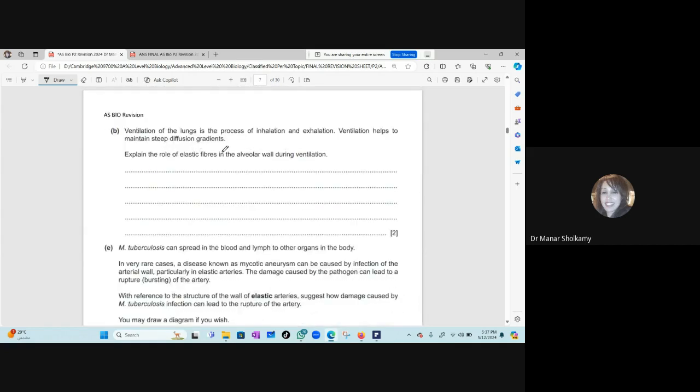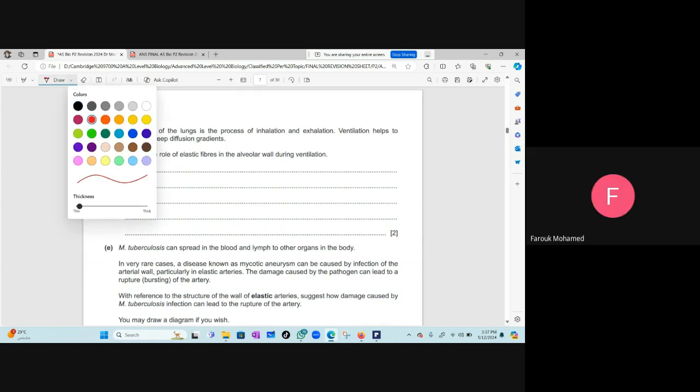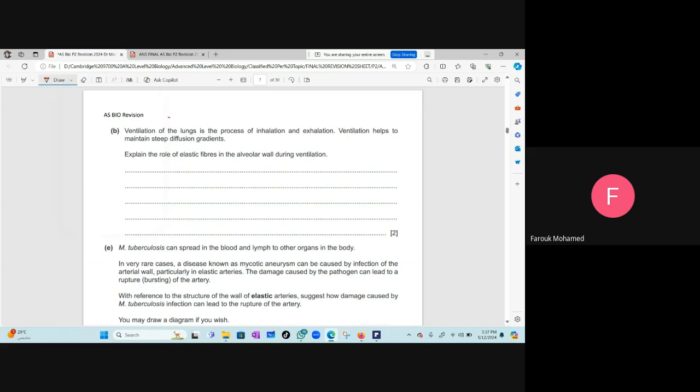Explain the role of the elastic fibers in the alveoli. They allow the alveoli to expand more, so it can allow more air in. You're not wrong, but there is a term that we use with the elastic fibers: stretch and recoil. These are the alveoli and the elastic fibers. They are running around the alveoli. They allow the alveoli to stretch and recoil.